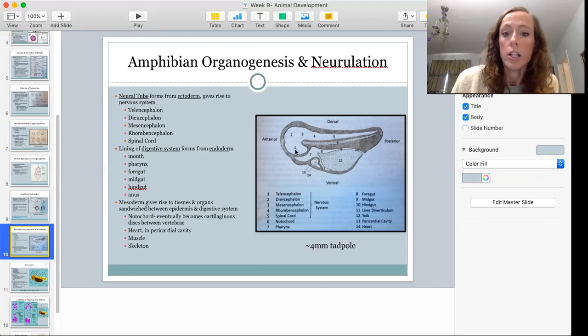Okay, so you've got, again, the telencephalon and diencephalon, which are the foremost parts of the nervous system. Following that is the mesencephalon, then the rhombencephalon, and then the spinal cord, extending down towards the tail.